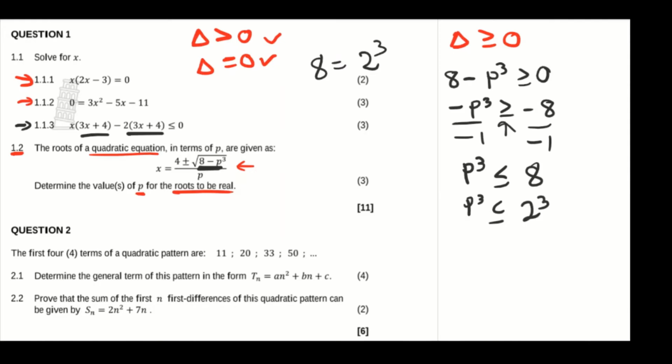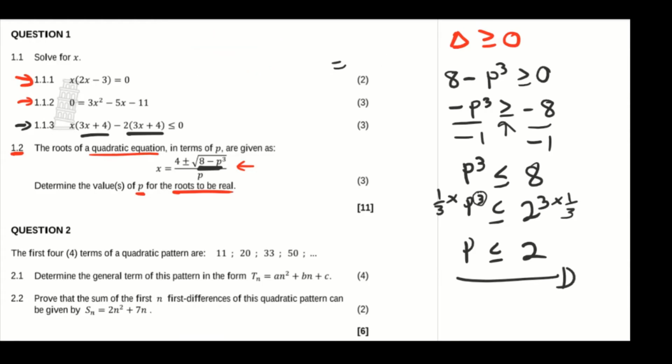power of 3. And then to remove this power 3 here, we need to multiply by 1 over 3 both sides, by 1 over 3 both sides. So p is less than or equals to 2. So this is the solution of p for this problem here. So now let's go down to question 2.